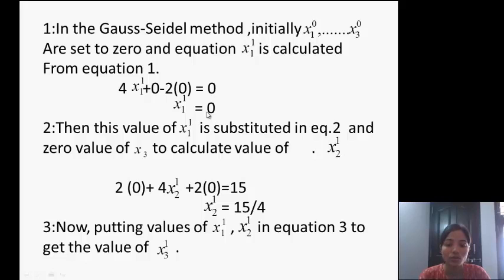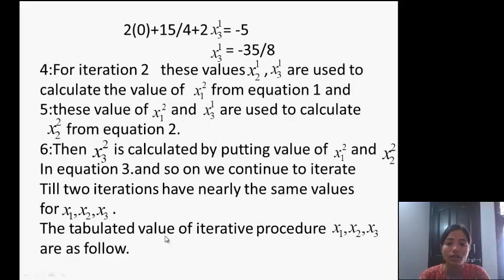Then this value of x1, that is 0, is substituted in equation 2, and x3 equals 0, to find the value of x2 in the first iteration. Now putting the value of x1, that is 0, and x2, that is 15 by 4, in equation 3 to find the value of x3 for the first iteration. So our value of x3 for the first iteration is minus 35 by 8.